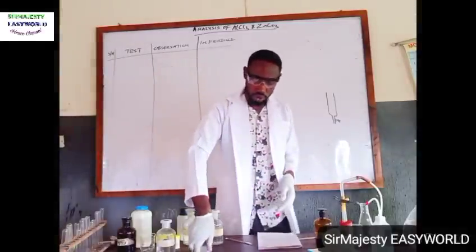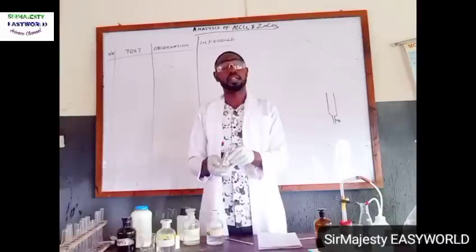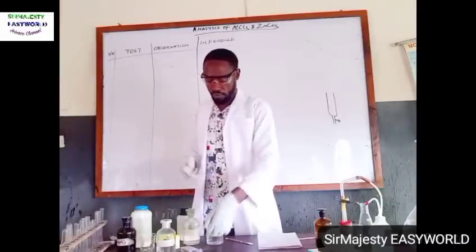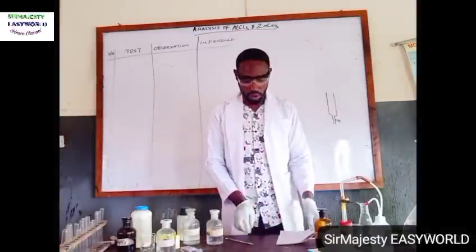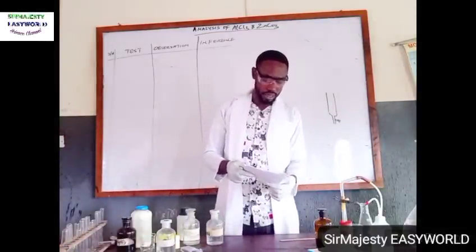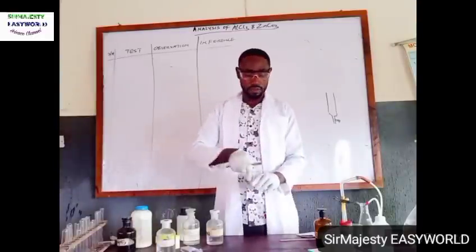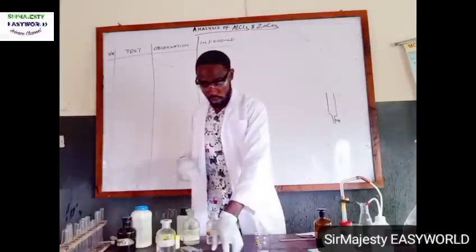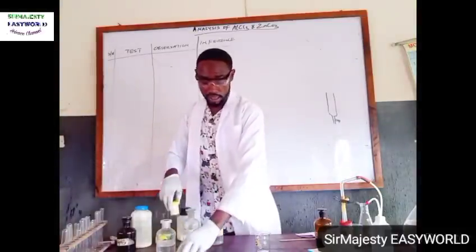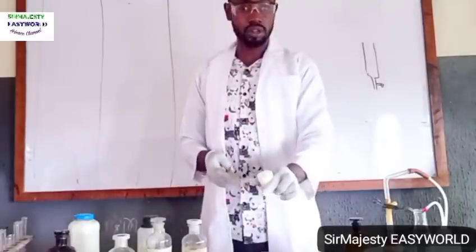Okay, then you also require your litmus paper. Yes, I forgot, I have the red and the blue litmus paper here. So first of all, the first question says dissolve all of Y in about 10 cm cube of water in a beaker here. I have this beaker, so they will give you Y in a watch glass like this or in a specimen bottle. So this is my aluminium chloride.